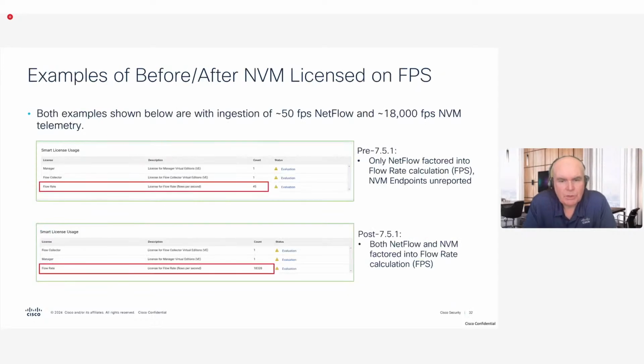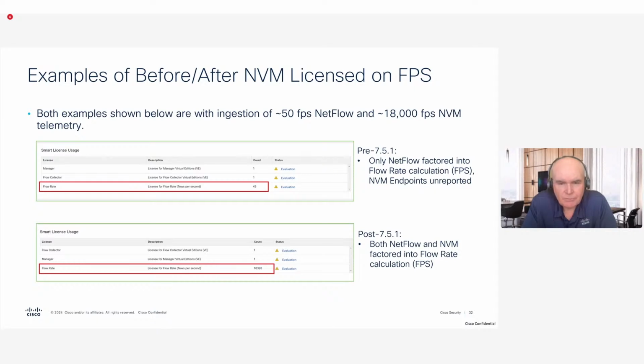And this is just what I mean about what you see in Smart. So this will be your license usage in a smart account. And all we're saying is before 751, you would only see your NetFlow records included here. It might be a bit hard to see here, but you can see that there's a flow rate. There's 45 flows per second of flow rate being shown there.